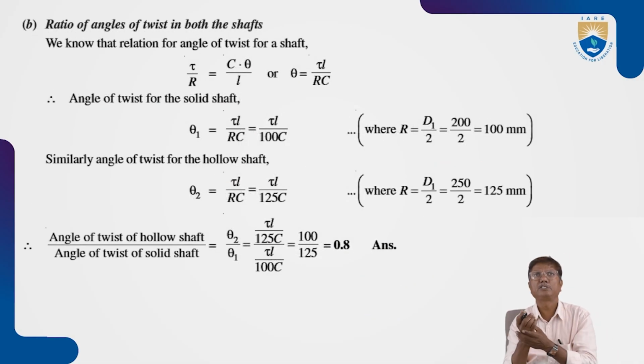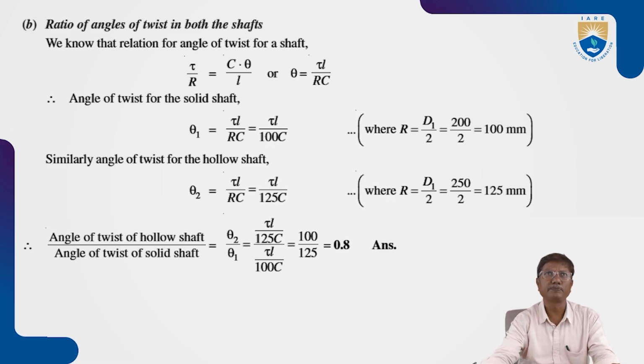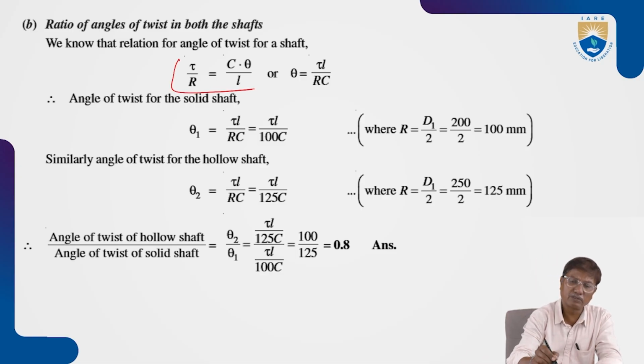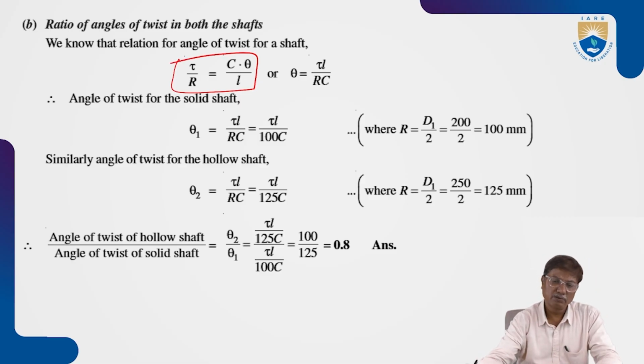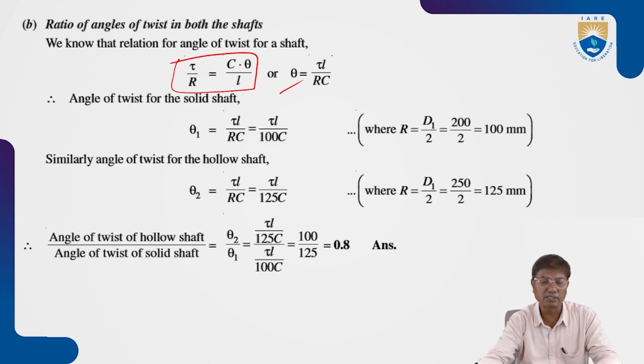Ratio of angles of twist. Okay, so how will you get the angle of twist? The relation is tau by r equal to c theta by l. From that you will get theta is tau l by r c.